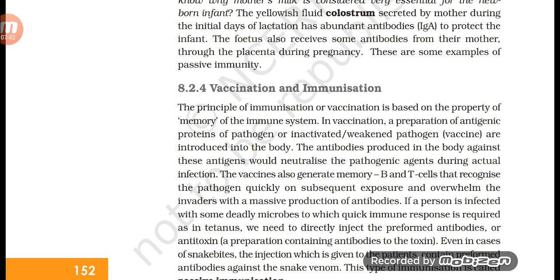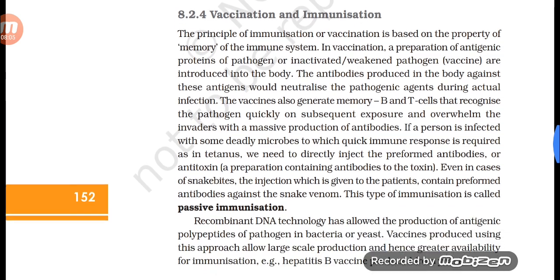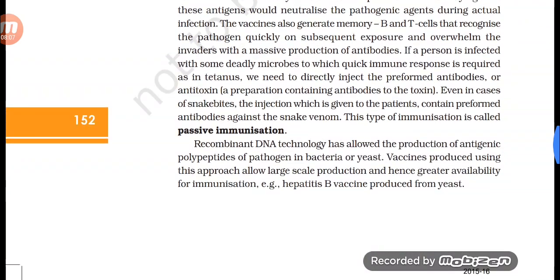Next topic is vaccination and immunization. The principle of immunization or vaccination is based on the property of memory of the immune system. In vaccination, a preparation of antigenic proteins of pathogens or inactivated weakened pathogen vaccine are introduced into the body. The antibodies produced in the body against these antigens would neutralize the pathogenic agents during actual infection.